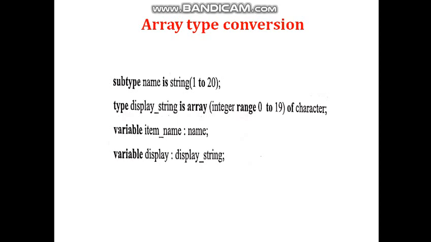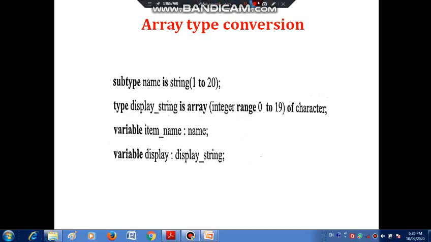This produces a new array with a left element having the index of 0 and a right element having the index of 19, which is compatible with the assignment target. And that way we can simply use the array type conversion also. So whenever we have to convert an array type, we can use this array type conversion operator. Okay, thank you very much.